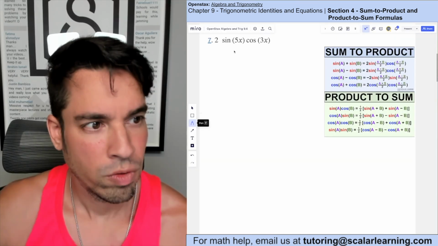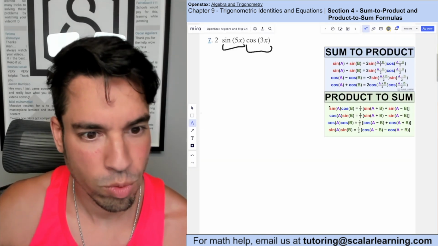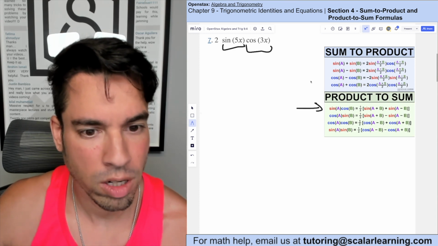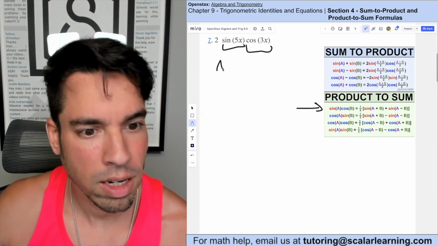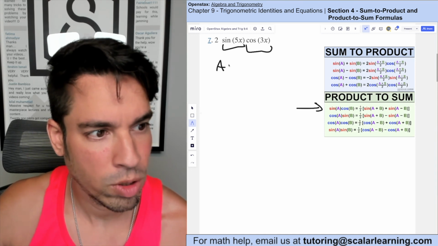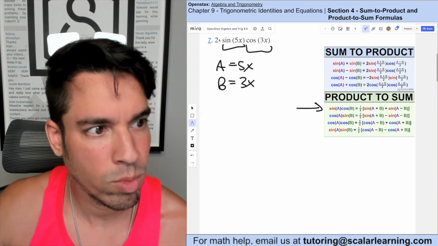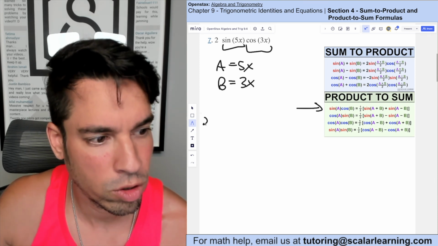Boom, done. For this one, we've got a sine cosine situation, and that is going to be this one right here, sine cosine. So let's apply that. Let's set A as the argument for sine up here, which is 5x, and we'll set B equal to 3x. Again, we have a 2 out front, so let's actually include the 2 for now.